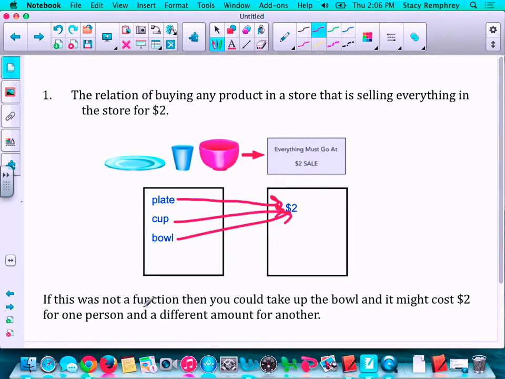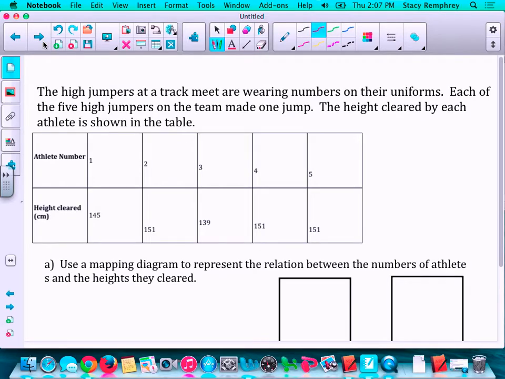If this was not a function, then when you bought a bowl, it could be anything. So again, when I get a bowl, it's always one thing. It's not that I can put in a bowl and get back a whole bunch of different things. And don't worry, I'll show you what it looks like without.